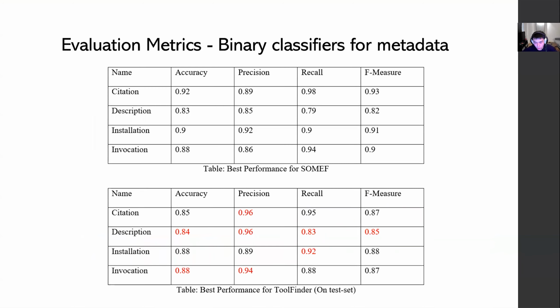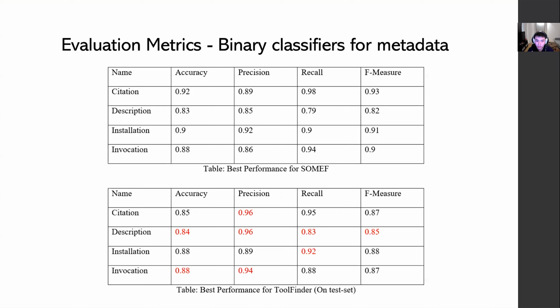Okay, after all the training and saving of our models, we have to evaluate them to make sure they actually perform better than those in SOMEF, because this is the goal and objective we set at the beginning of this project. From the following tables, we can see the upper one represents the best performance for SOMEF, and the lower one represents the best performance record for our project, Tool Finder. And all the red numbers mean our project performs better on this one than SOMEF.